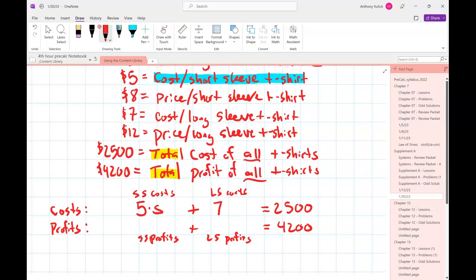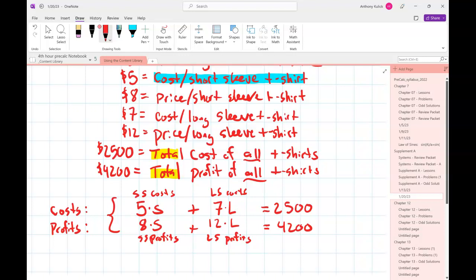We'll do the same thing then for the long sleeves. The cost per shirt times the number of shirts. Everybody feel good there? And the profits are going to work the same way, right? It's the amount we're charging per shirt times the number of shirts, for both the short sleeves and the long sleeves. So those are my 2 equations. Now I just need to solve this system.